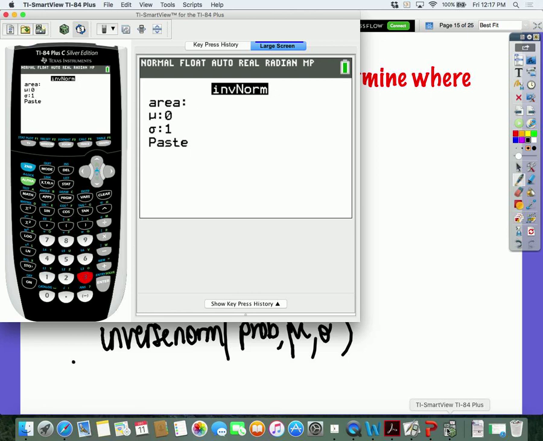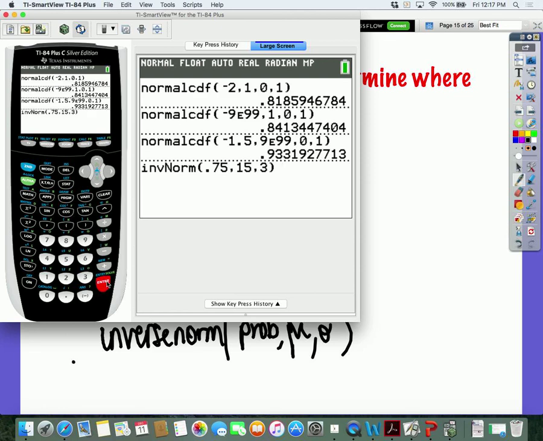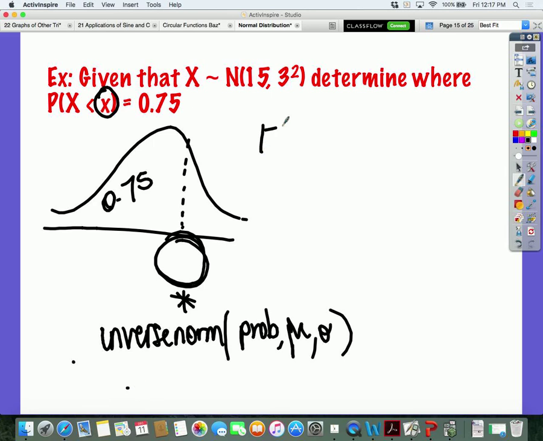Okay, so our probability was 0.75. Our mean is 15. Standard deviation is, do you put 3 squared or just 3? Just 3. Because remember, the standard deviation squared is variance. So your screen should look like this. And when you click enter, you will find that X value is 17. The only time you would go up is if this was like a 0.99. So that X value is 17, or 17.0.